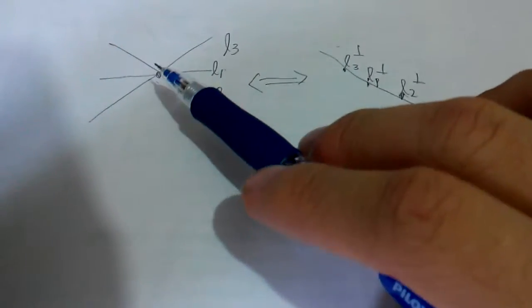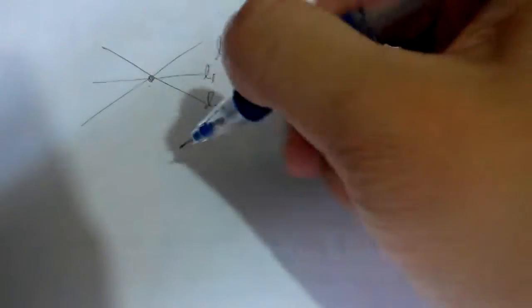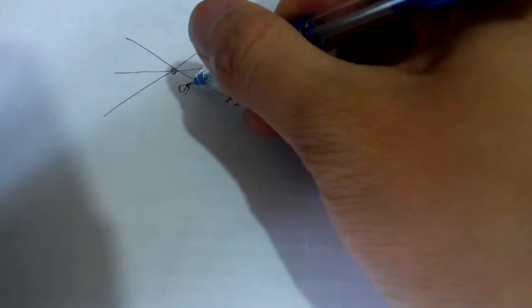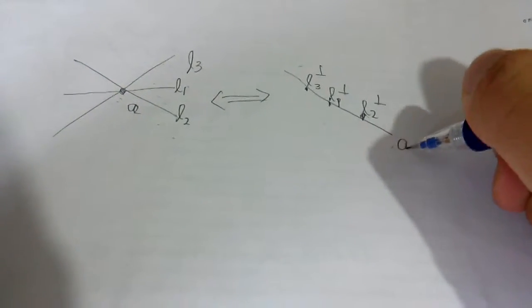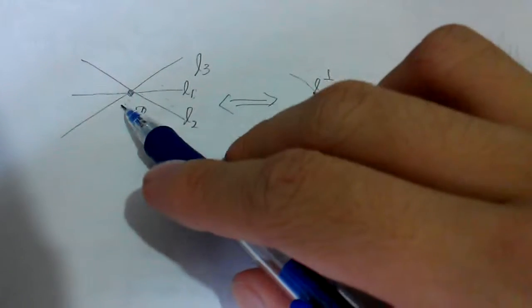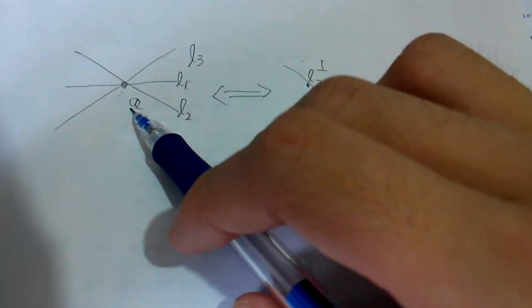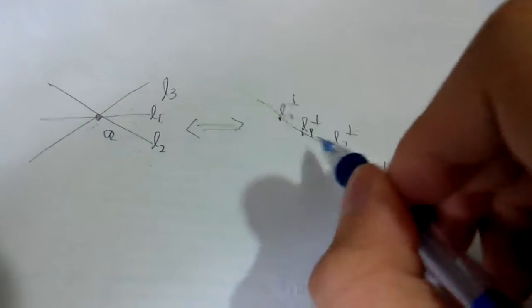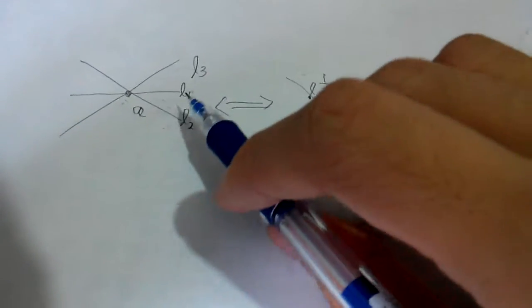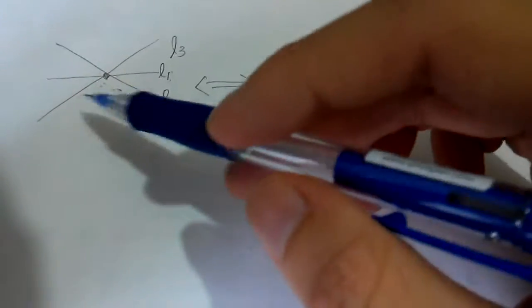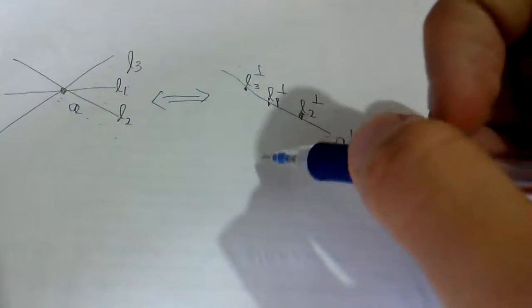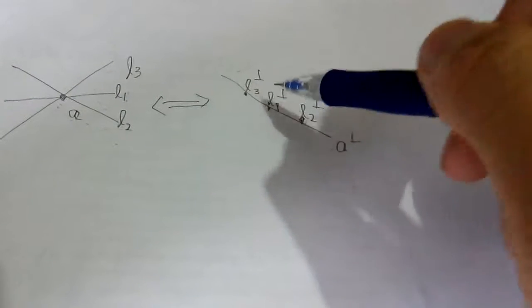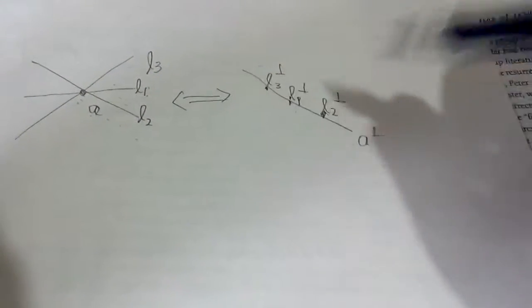This point lies on the L1 perp, so say this is A, and say this is A perp. So if L1 passes through A, then A perp passes through L1 perp. So A perp passes through L1 perp. And the same holds for L2 and L3. So if the 3 lines are concurrent at A, then A perp will go through the perp of these 3 lines. So these 3 points are in fact collinear. This is the magic about polar duality.